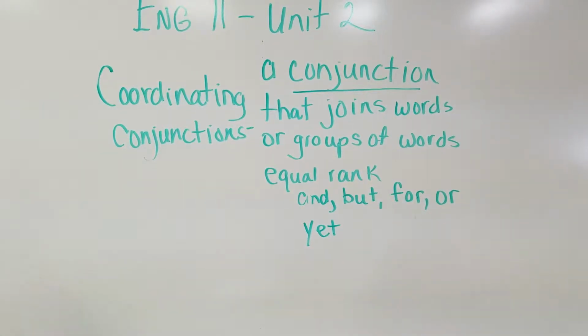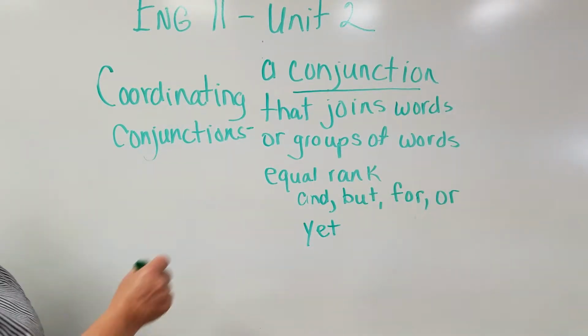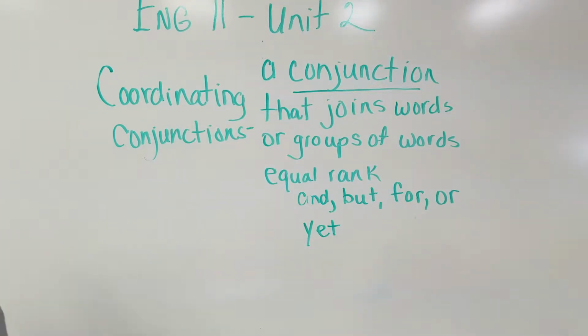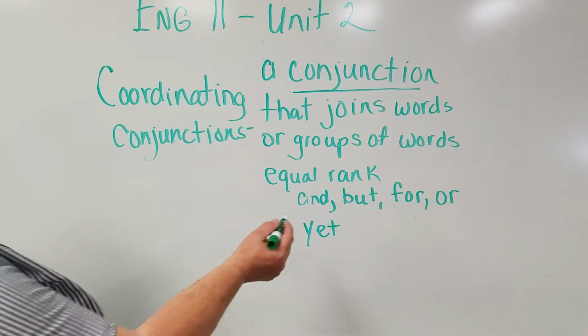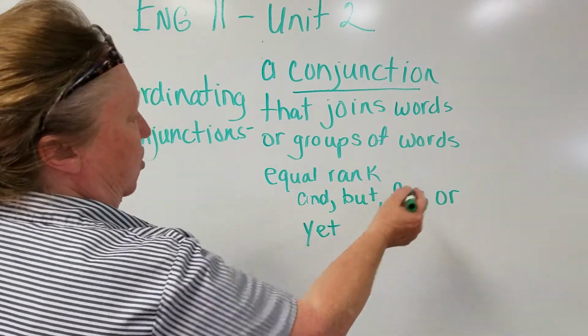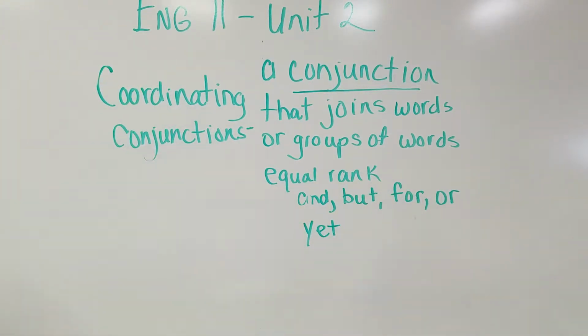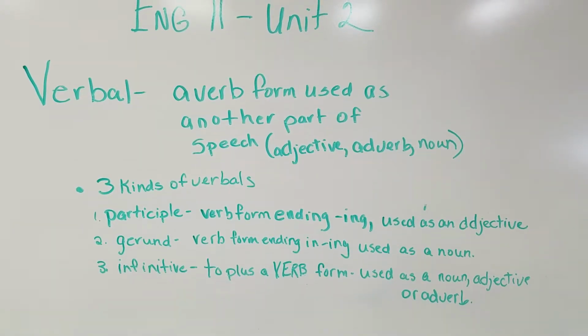First of all, coordinating conjunctions. The first clue is that in the definition, they use the word conjunction, so that should help you to connect the two. But remember that these are just the words and, but, for, or, yet. The words that connect two sentence elements together. They're real easy to pick out, and they're just connecting words. So you should be able to get that one pretty easily.